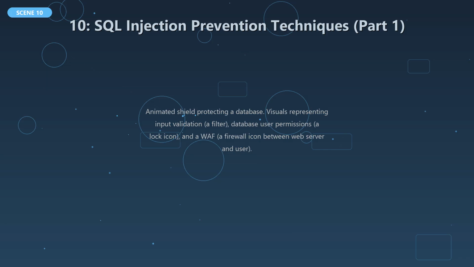Preventing SQL injection is not just about understanding the attack, it's about implementing robust defenses at every layer of the application. The good news is that SQL injection is largely a preventable vulnerability, given proper development practices. Let's start with some foundational prevention techniques, though we'll cover the most critical ones in detail shortly.